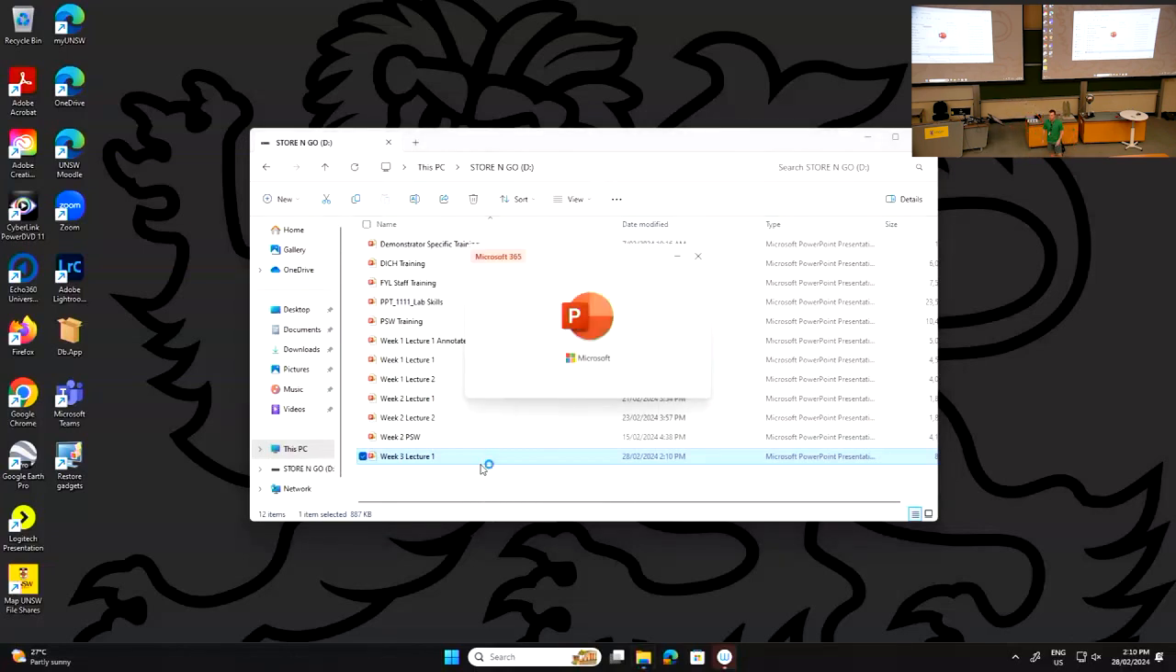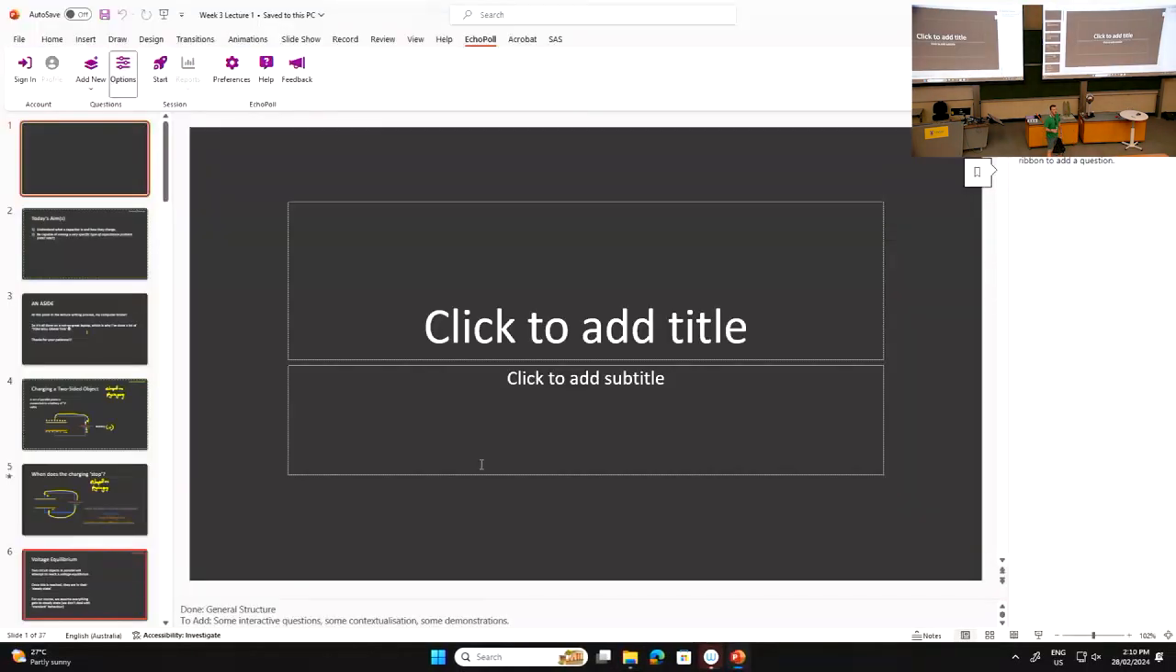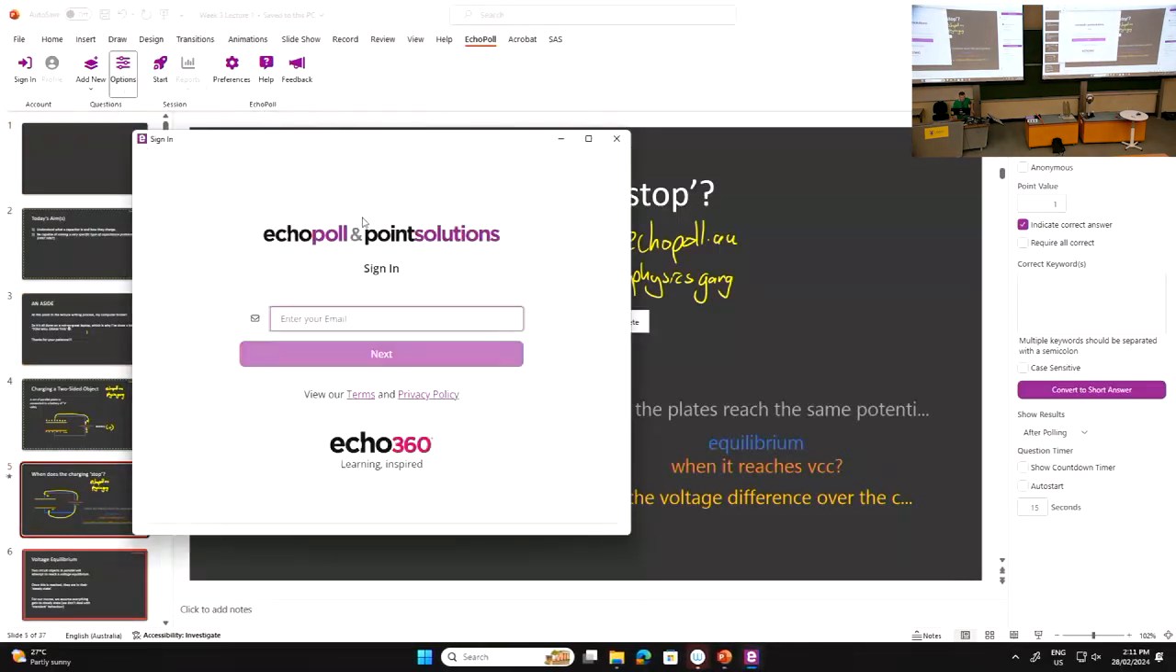When the charge or the voltage across the plate is equal to the voltage of the battery. That is correct. The charge stops when the two objects are in voltage equilibrium. When the voltage across the battery is equal to... I have to sign in! Wait for me. But yes, it's when they're in the same voltage.